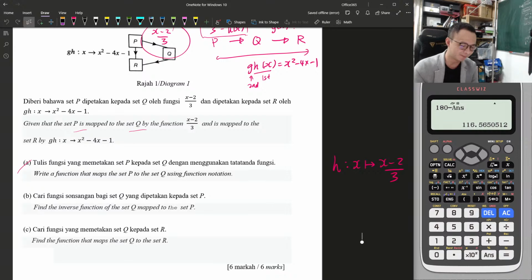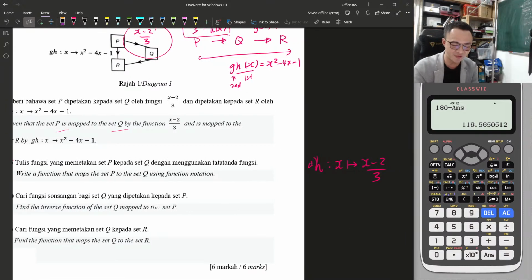Okay, so this is the answer for A. B, find the inverse function for this one. Inverse function is very easy, right? So we will just let hx equal y, so that x equals h inverse y. Alright, this is something you need to know.